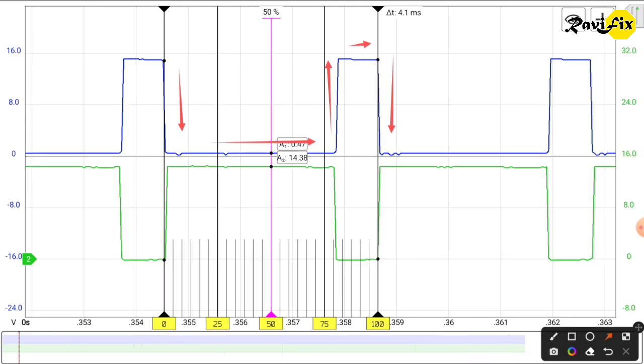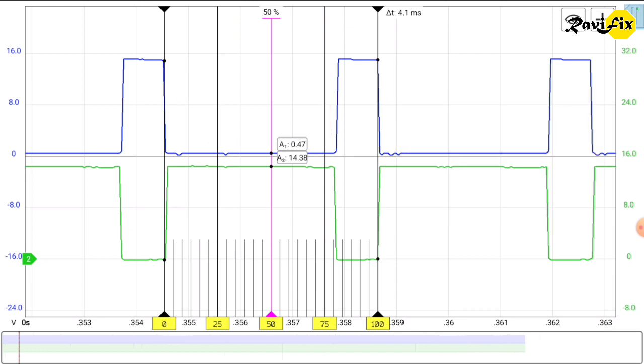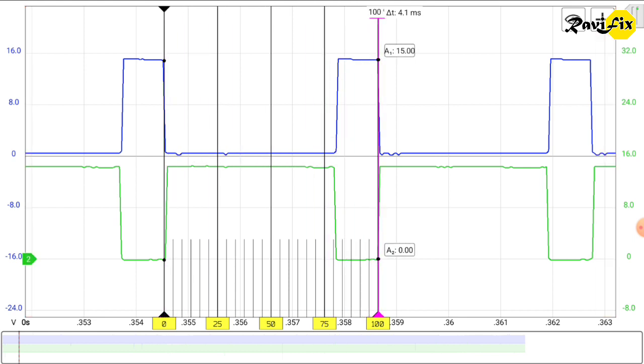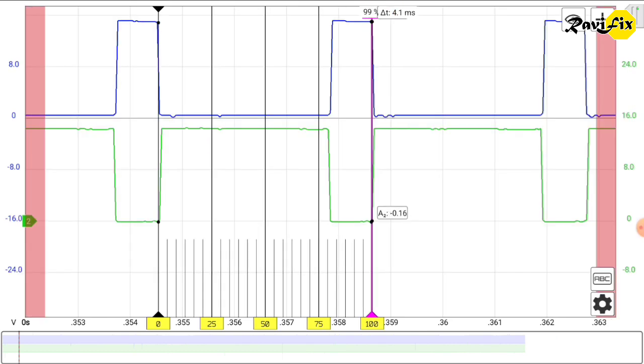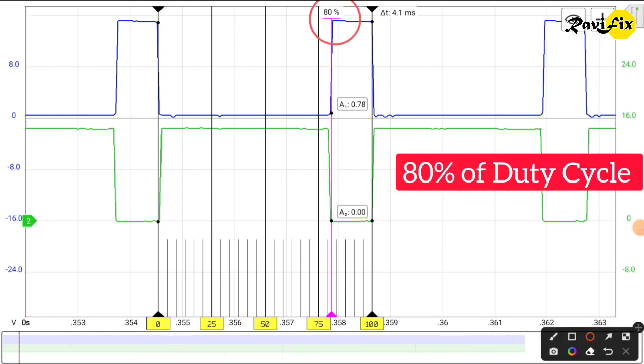To measure the right duty cycle, we should know the circuit design of the specific component we are testing. Is that a power side switch or a ground side switch? This specific IAC valve is a ground side switch. Okay, on the blue trace, this falling edge to this falling edge is one 100% duty cycle. In a ground side switch circuit, measure the off time to get the correct duty cycle. So here on the blue trace, this falling edge to this rising edge is the right duty cycle. That is 80% duty cycle.